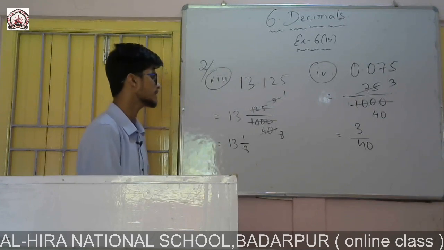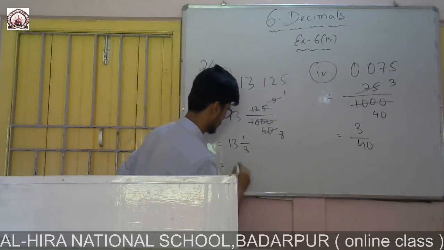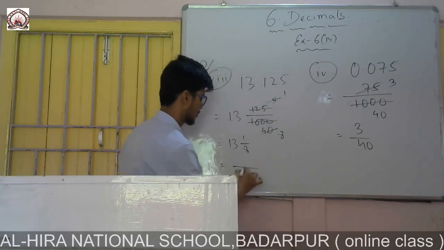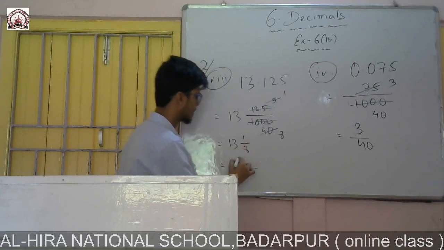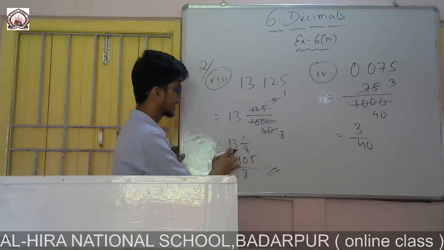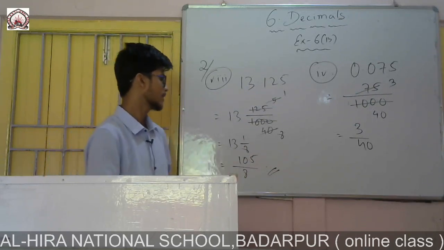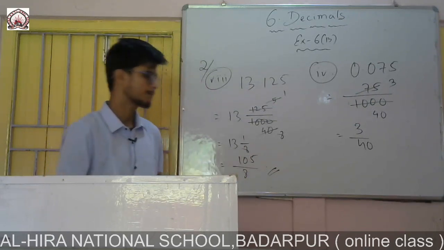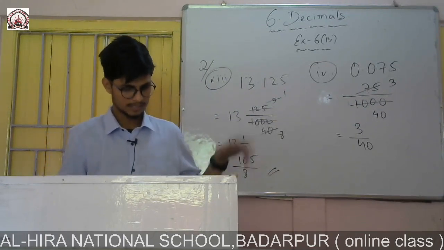Now you convert this mixed fraction into an improper fraction. It will be in lowest terms. So 8 times 13 is 104, plus 1 is 105 by 8. So the answer in lowest terms is 105 by 8. Okay, now the other questions you try.